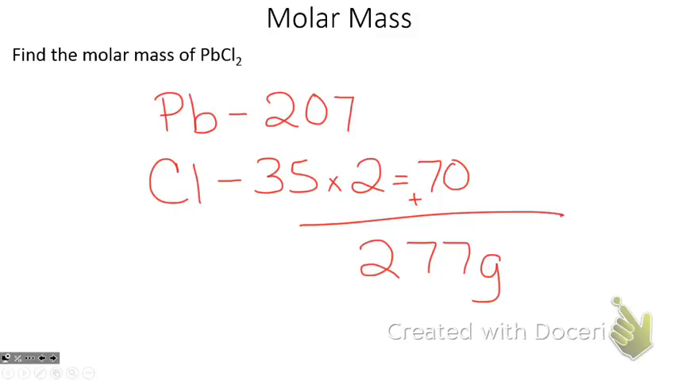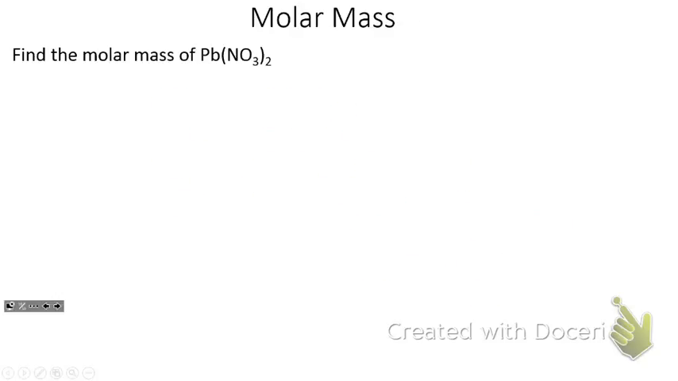Now I want to show you guys one that's a little bit more complicated. So this one, you'll see this compound has parentheses used with it, which can sometimes confuse students. So I want to take a look at one that gets a little bit more sticky. This is a compound of lead nitrate. So first thing, when I look at this compound, I'm going to notice that this subscript of 2 needs to be distributed to all of the elements that are inside the parentheses there.